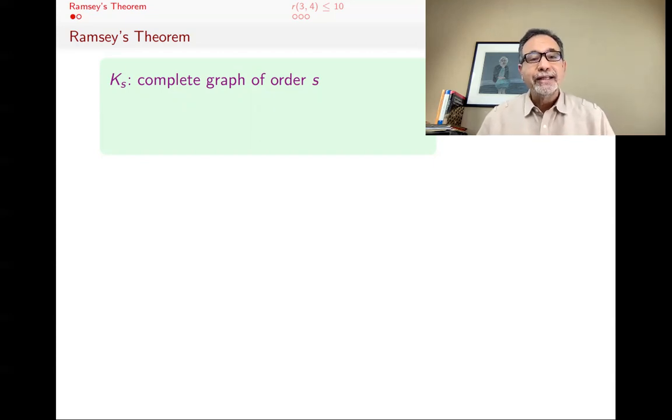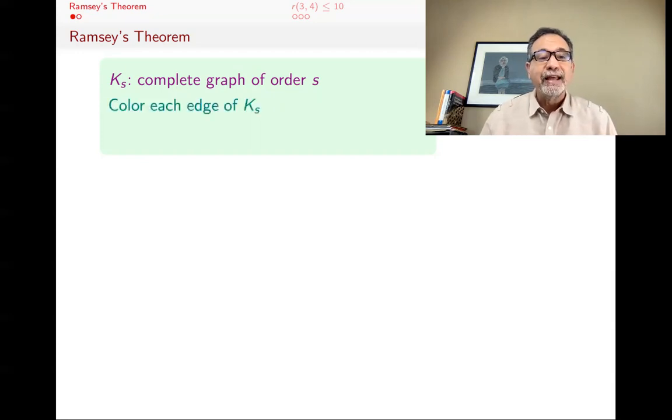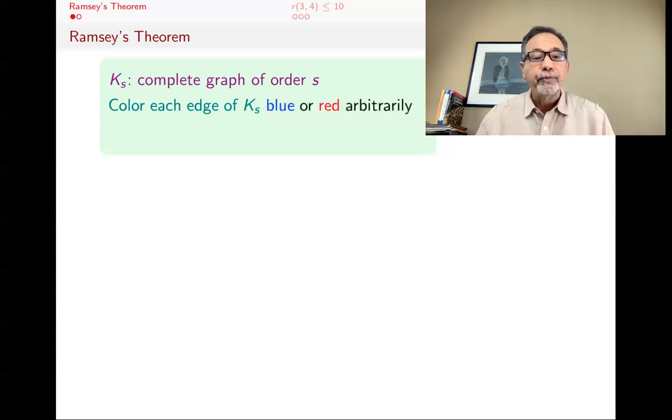So the idea is that we start with S, a positive integer, and we look at the complete graph of order S. So this is S vertices, and every two vertices are connected by an edge. There's no double edges, and there are no loops. That's the complete graph of order S. Then what we do is we color the edges of this complete graph. And for now, for this lecture, with two colors, blue or red. And this is arbitrary coloring. So somebody else might do this for you. And then you're going to ask a question.